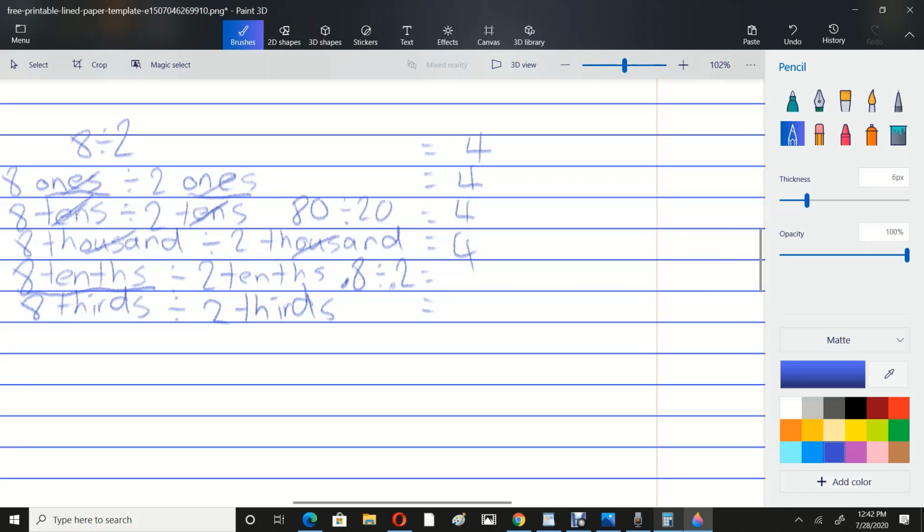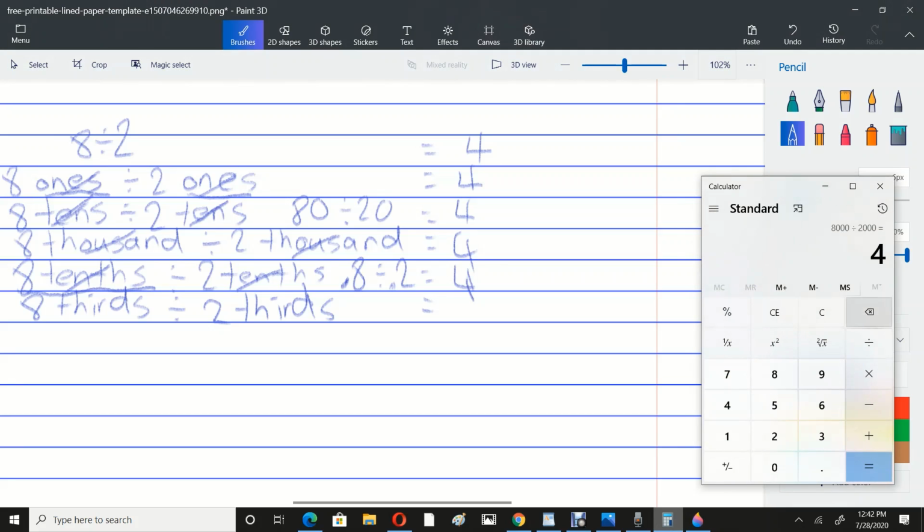way that it happened with the 8 tens and the 8,000s. We just take away the unit piece here, and we have 8 divided by 2, which is going to get us 4. Now, hold up, Mr. Shane. There's no way that that's going to be true. If you put that in the calculator, there's no way it's going to come out to be 4.